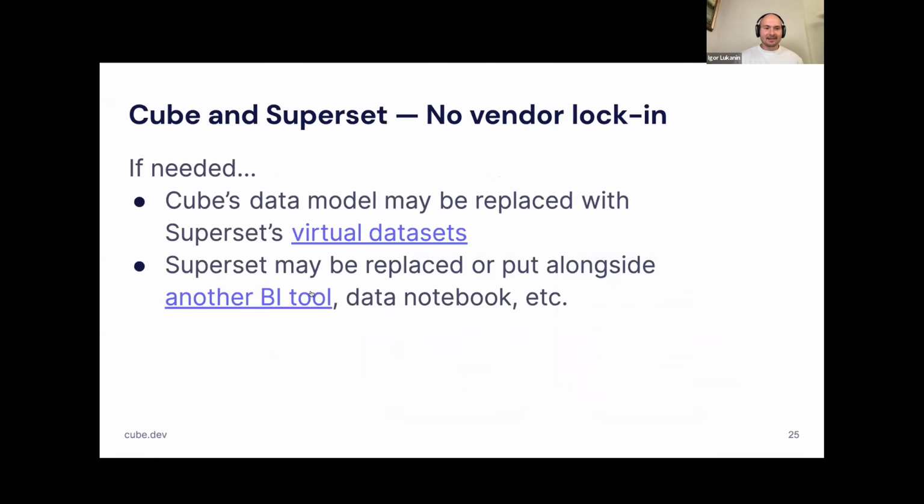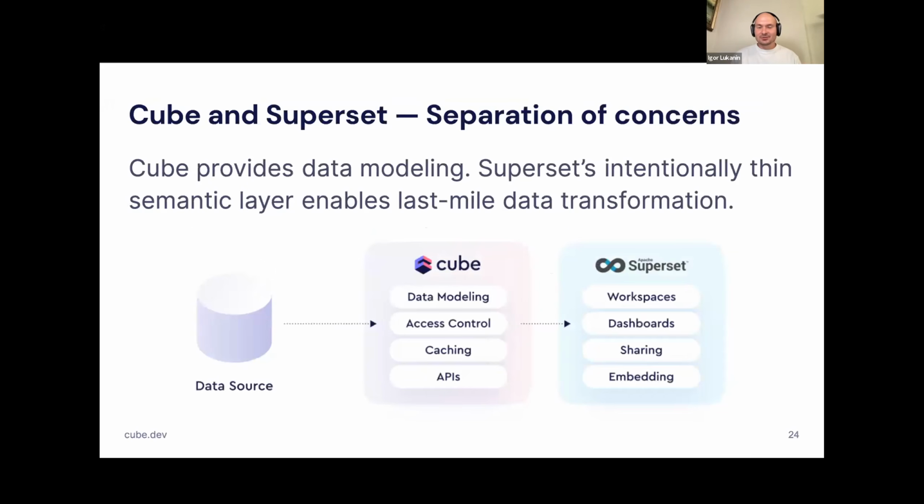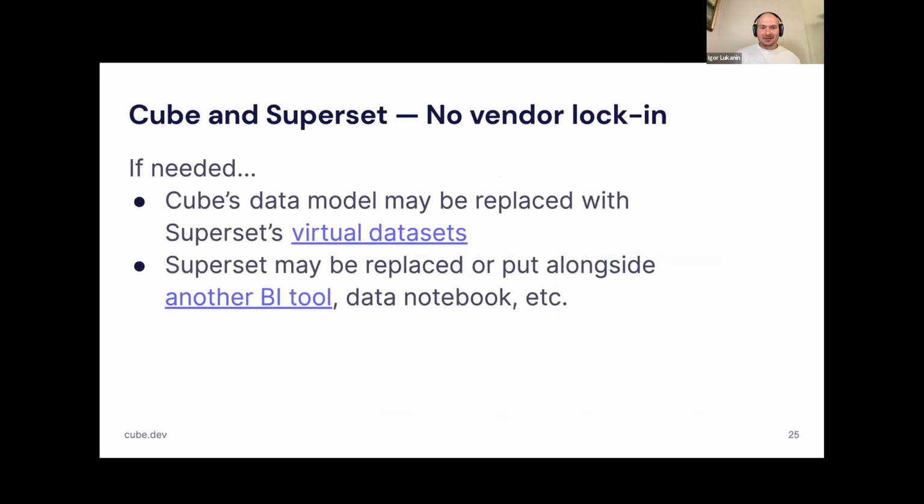Cool. Let's proceed then. So yeah, a little bit more on having less vendor lock-in. If you decide to adopt the Cube with Superset stack, and then for some reason you want to drop one tool or the other, well, you always have options, right? Because these are two separate tools, and you might want to introduce something else into your stack.